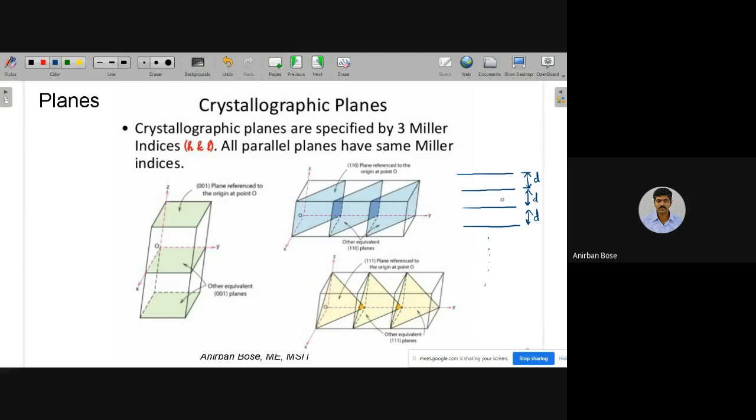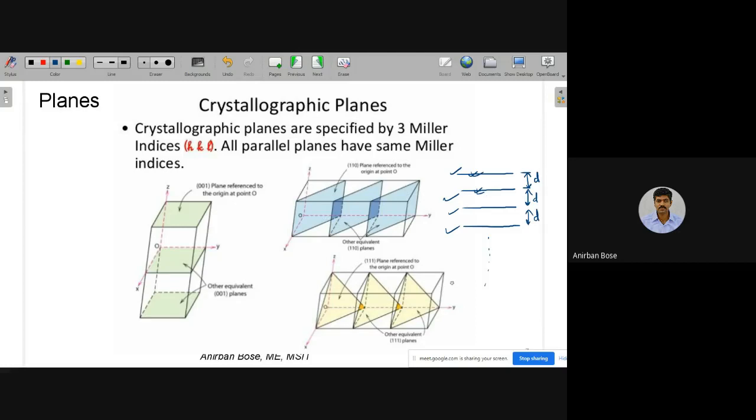Okay, so the parallel planes having certain distance between them, all these planes have the same Miller indices. It is not that this particular plane has certain Miller indices and this particular plane has different Miller indices. No. By Miller indices of a plane, we mean a set of planes which are parallel with some specified distance. This is a very, very important concept.